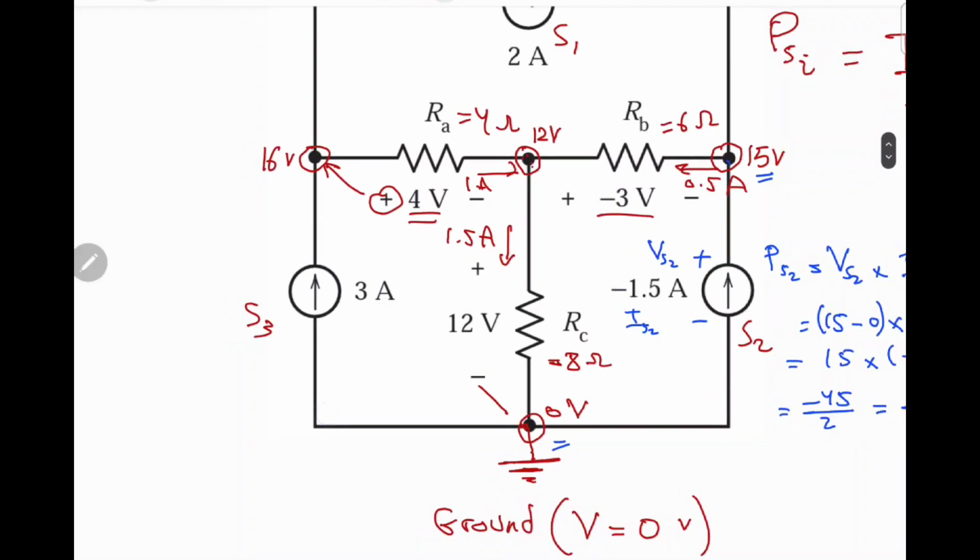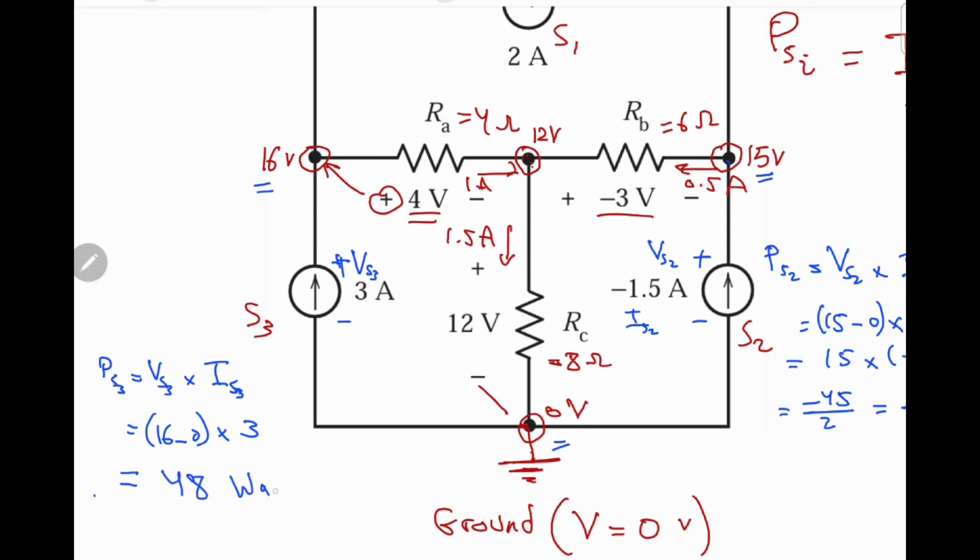Now what about S3? So PS3 is equal to VS3 multiplied by IS3, and the voltage drop across the source S3 is like this, 16 minus 0, multiplied by IS3, which is 3 ampere, and the answer will be 48 watt.